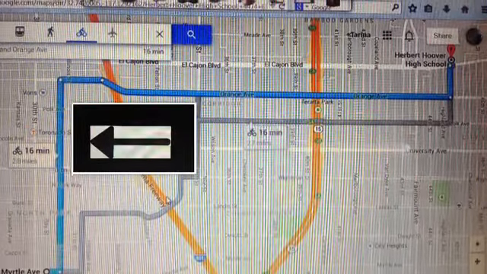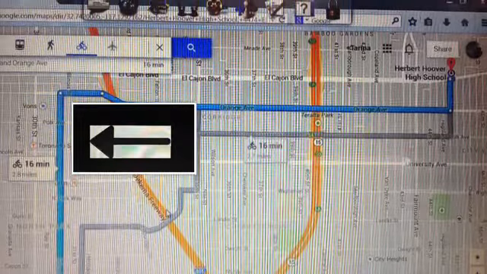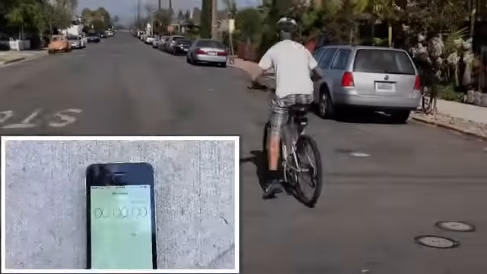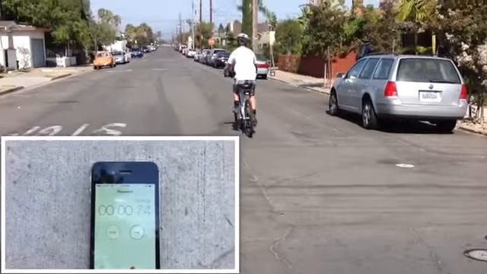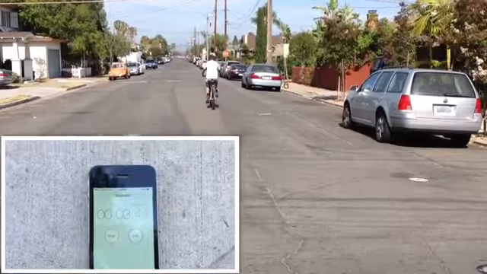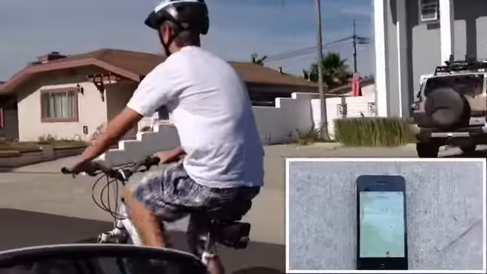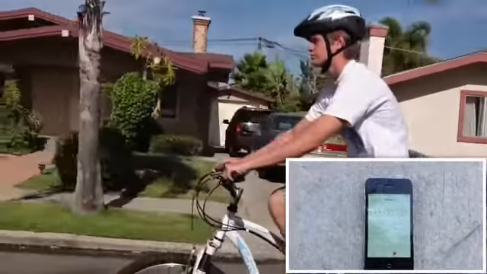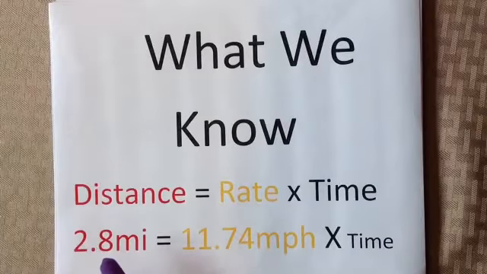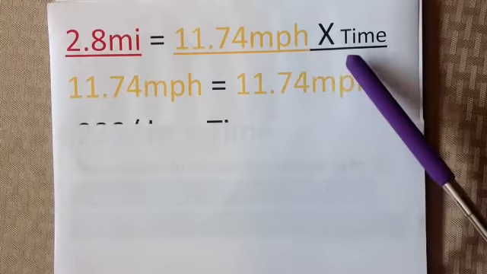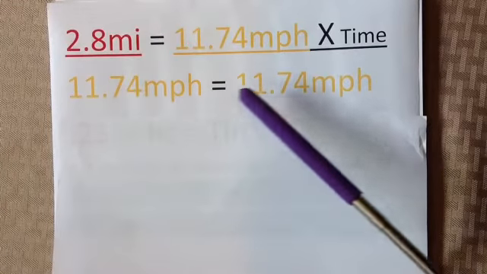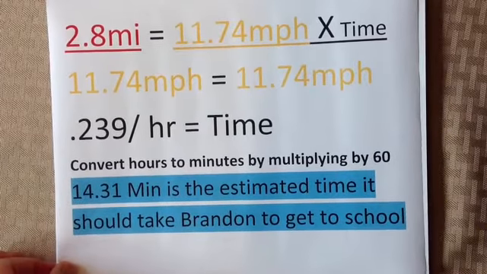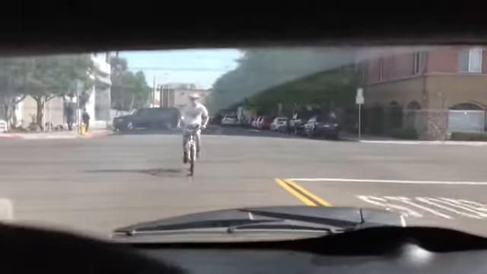The next step is he's going to travel to school. But in the meantime, we will figure out what the estimated time is based on what his previous miles per hour was, which was 11.74. And Brandon's off. So remember, what we know is he is going 2.8 miles to school at a rate of 11.74 miles per hour. So this time we know the rate and we know the miles, but we don't know the time. So when we do the math, it comes out to be 14 minutes and 31 seconds.